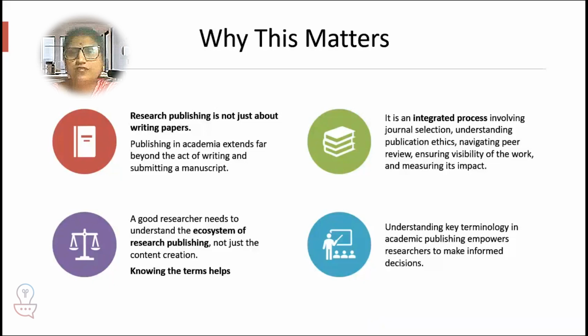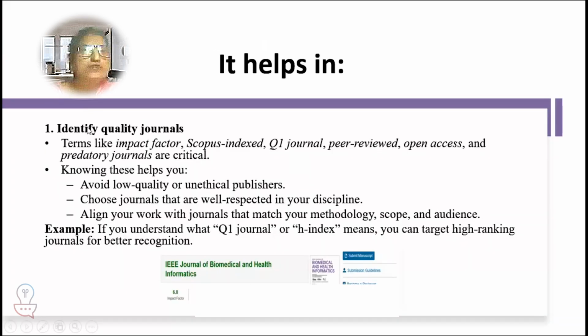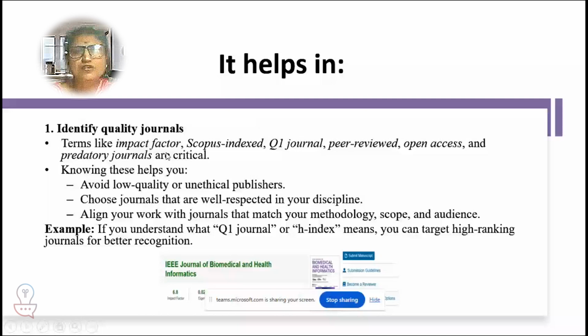If you know all these terms, then definitely it helps you in many ways. First, you can choose the right journals for your discipline. Terms like impact factor, Scopus indexed, Q1 journal, peer reviewed, open access, and predatory journal are critical in this sense. Knowing all these terms will help you. You can avoid low quality or unethical publishers by selecting a good journal for your purpose. You can choose journals that are well respected in your discipline. You can align your work with journals that match your methodology, scope, and audience. For example, if you understand what Q1 journal or H-index means, you can target high-ranking journals for better recognition.